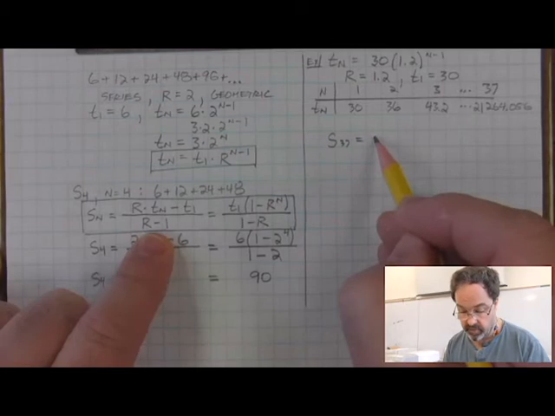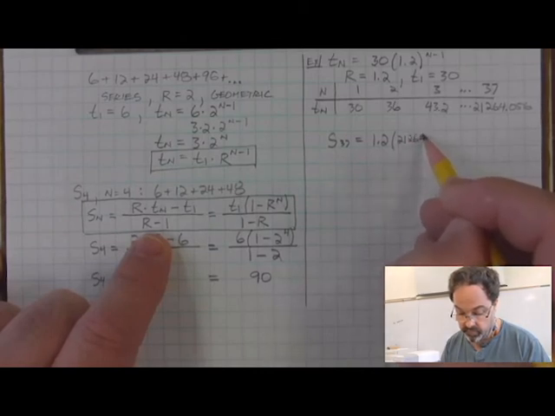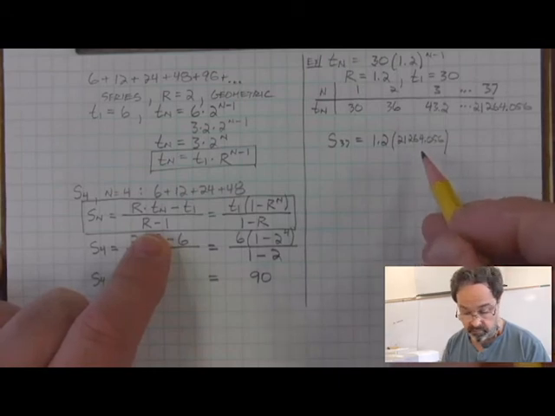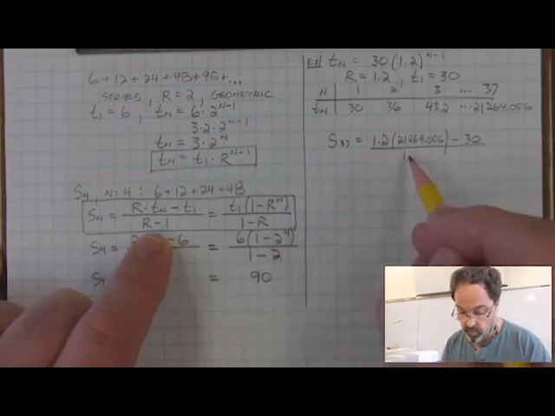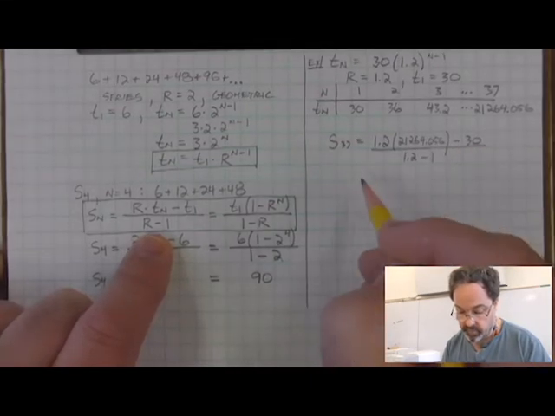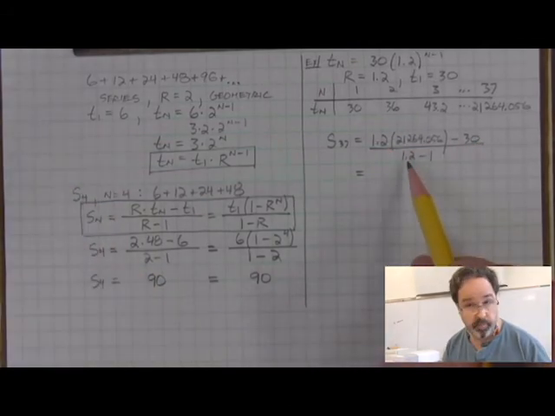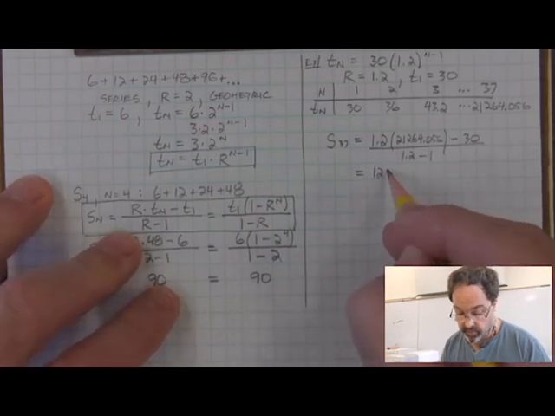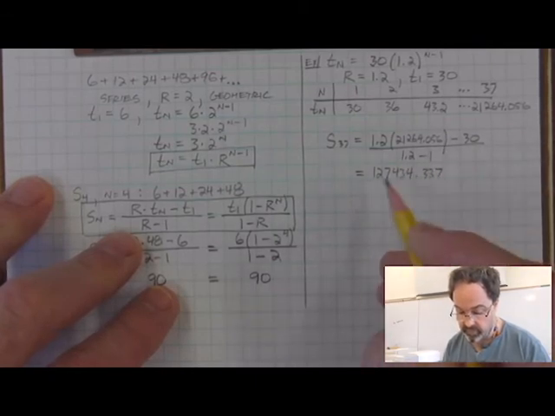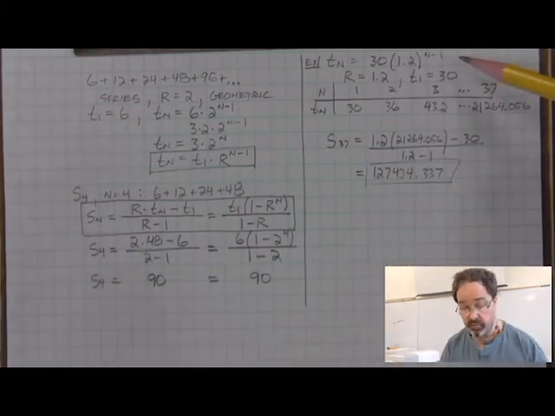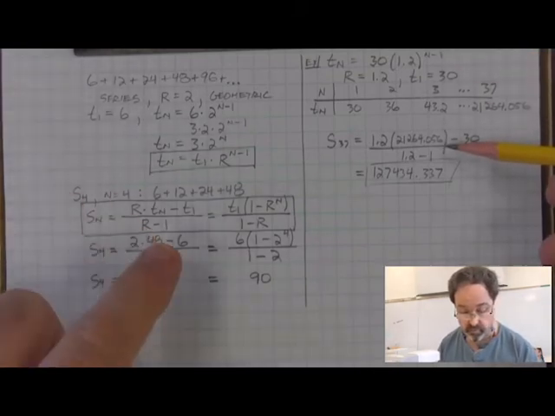It's going to be equal to, in this case, the constant ratio 1.2 times the value of the final term, 21,264.056 approximately, it's been rounded to the nearest thousandth, minus the value of the initial term, 30, all over 1.2, the constant ratio minus 1. It would be helpful to use a calculator to simplify this, multiply, subtract 30, and then divide by 0.2. And if we did use a calculator, the result would be 127,434.337. Again, an example of starting with an equation that produces a geometric sequence and then thinking of it as a series and applying a sophisticated formula.